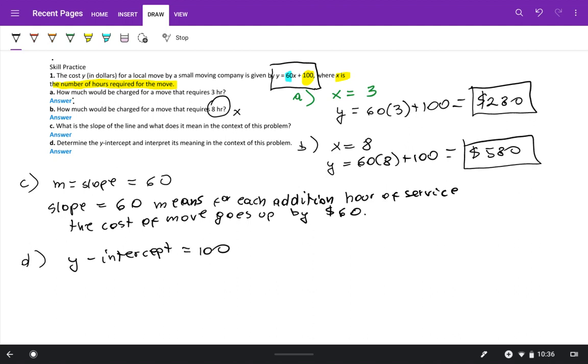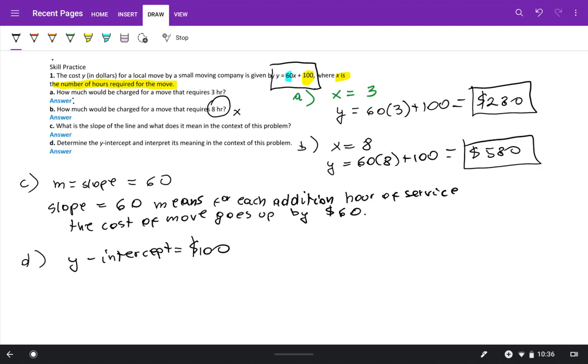The Y-intercept is 100. So what is the meaning of this 100 dollars? This is the Y-intercept. I mentioned to you that the Y-intercept is the coefficient, the number that stands by itself. So that 100 here means that the moving company charges us 100 dollars.